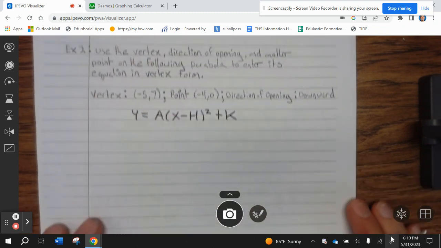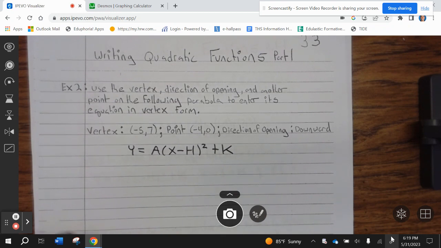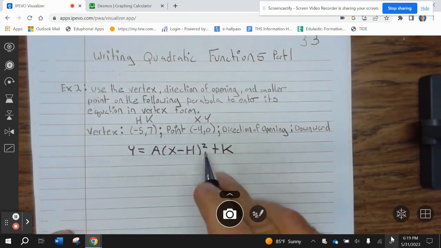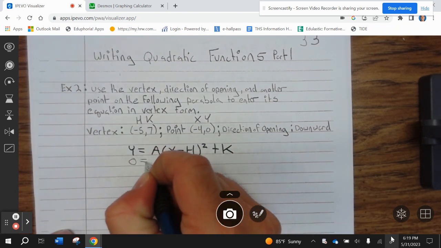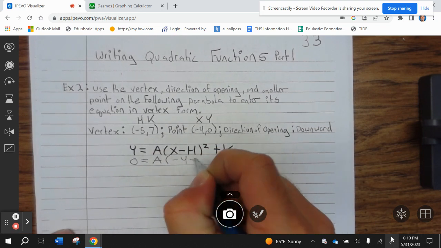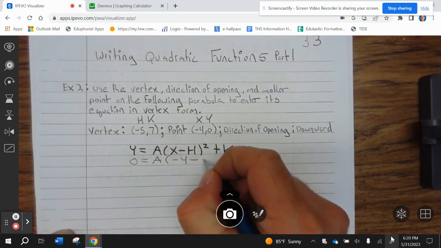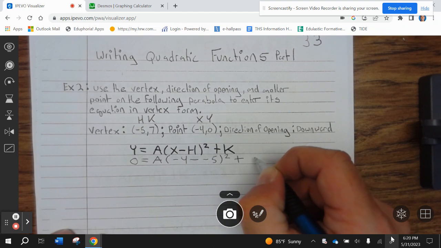Okay, example number 2. Use the vertex, direction of opening, and another point on the following parabola to enter its equation in vertex form. Okay, so vertex is h and k. This is x and y. So now we plug the numbers in. So y is 0 equals a, we don't know, x, which is negative 4, minus h, which is negative 5, squared, plus k, which is 7.